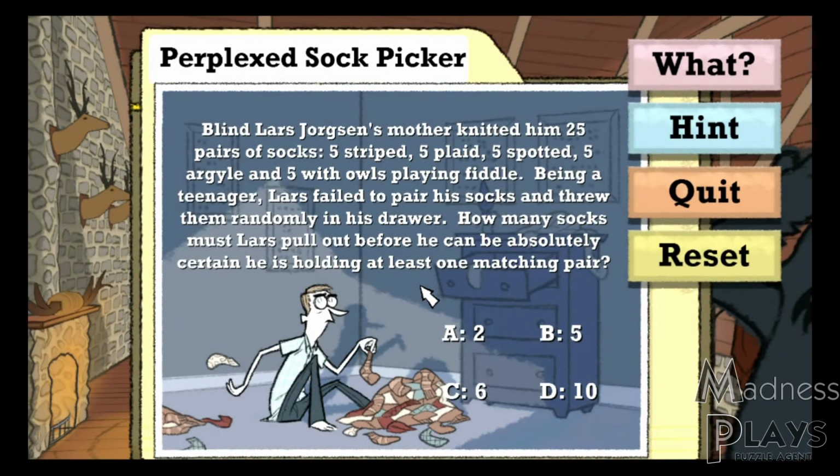Blind Lars Jackson's mother knitted him 25 pairs of socks: 5 striped, 5 plaid, 5 spotted, 5 argyle, 5 owls playing fiddle. Being a teenager, Lars failed to pair the socks and drew them randomly in this drawer. How many socks must Lars pull out before he can be absolutely certain he is holding at least one matching pair?